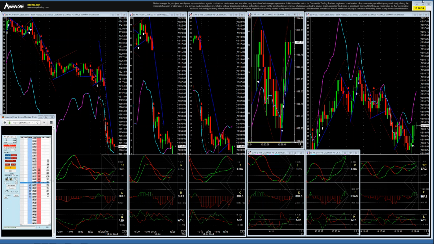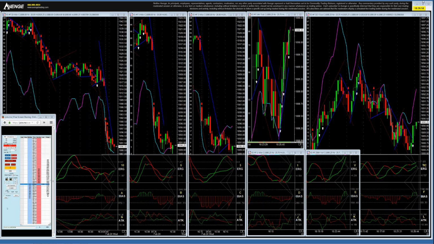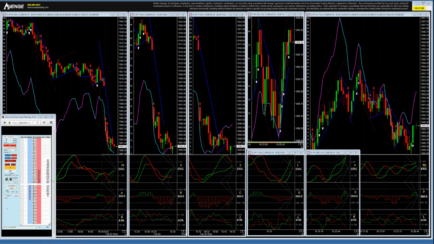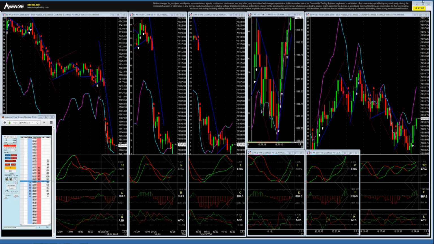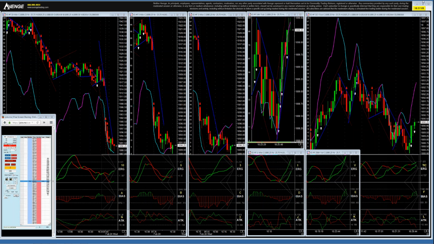The H attack, which is mysteriously missing its label again, I was informed by our tech team that they had fixed that. Actually, I saw it yesterday after the session. That was fixed, and they seem to be having technical difficulties with the Avenge software and keeping labels.